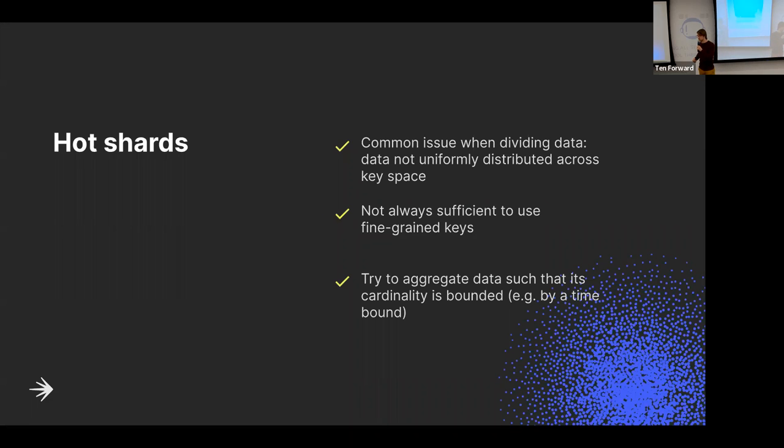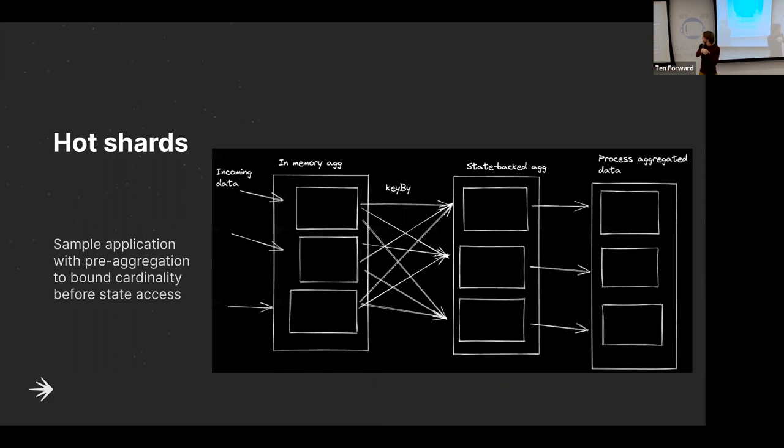So the key here is to try and aggregate your data as early as possible to reduce that cardinality and try and even out the key partition sizes. And this is kind of just the MapReduce architecture. You have randomly distributed data in this in-memory aggregation. Some of it that belongs together will end up together. Some of it won't, but it will all be aggregated into a smaller number of units, which following this key by will end up with exactly one unit for each key in this state-backed aggregation.